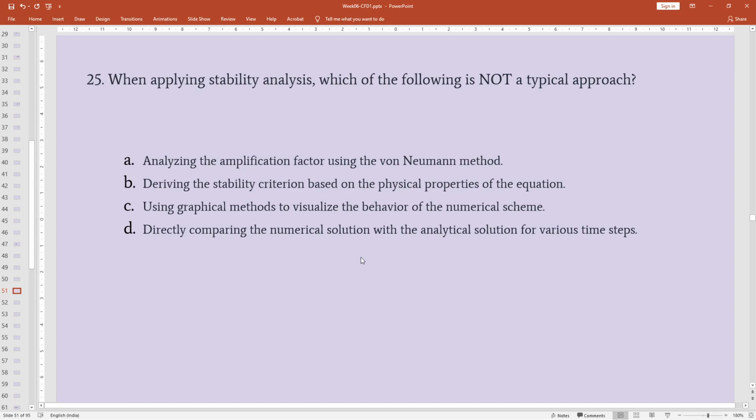When applying stability analysis, which of the following is not a typical approach? Option A, analyzing the amplification factor using the von Neumann method. Option B, deriving the stability criterion based on physical properties of the equation. Option C, using graphical methods to visualize the behavior of the numerical scheme. Option D, directly comparing the numerical solution with the analytical solution for various time steps. You can try to answer the question. Please inbox the answers.